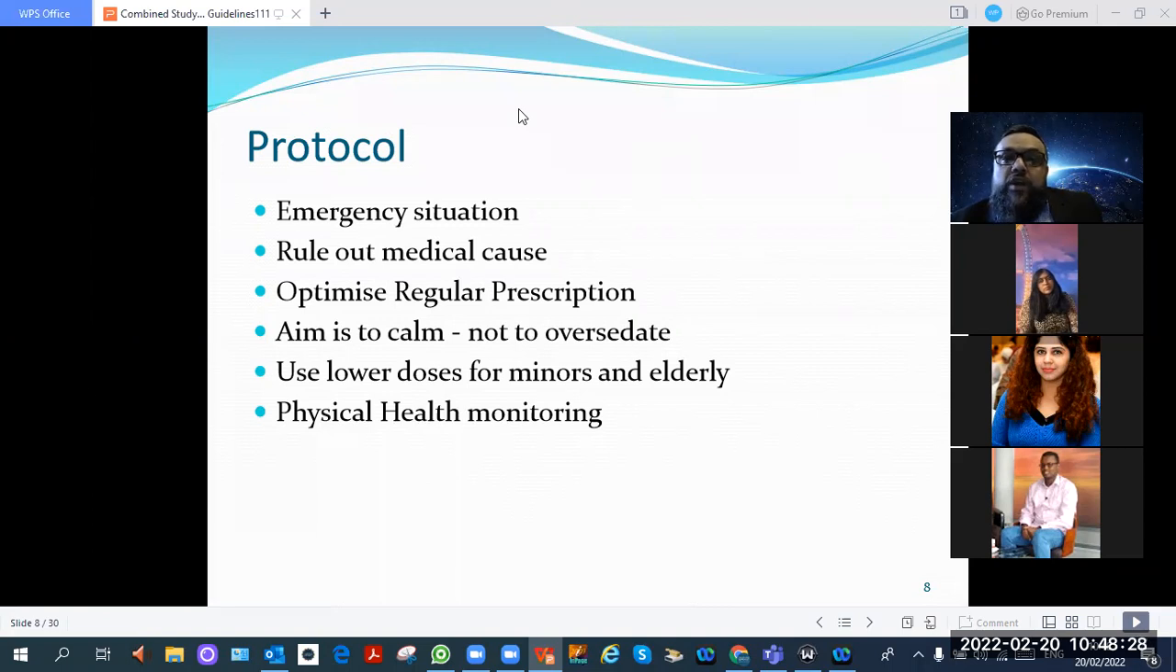Okay, and then the aim is to calm, not to oversedate. Use lower doses for minors and elderly. So for minors and elderly, if you are using it in a 16-year-old, you will go with 2.5 milligrams of haloperidol or even 1 milligram of haloperidol.